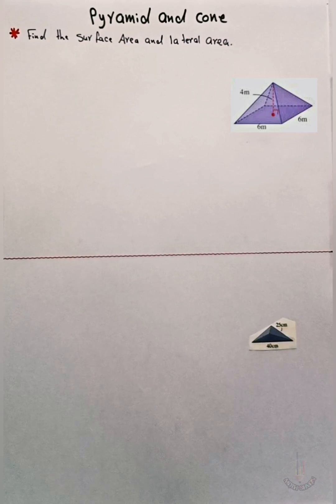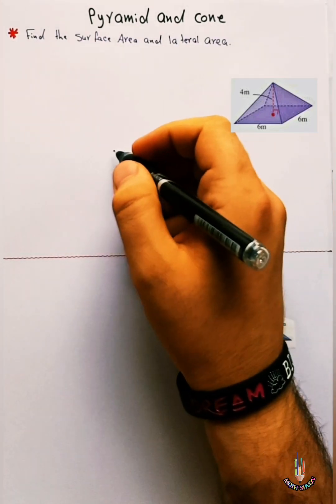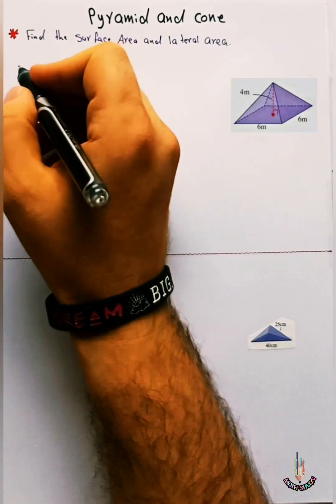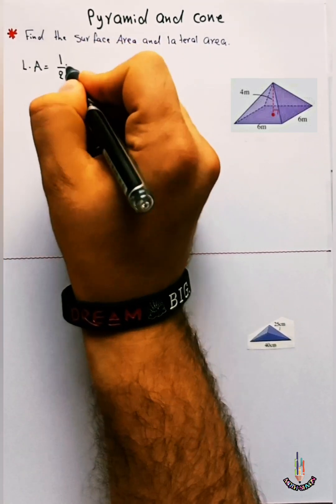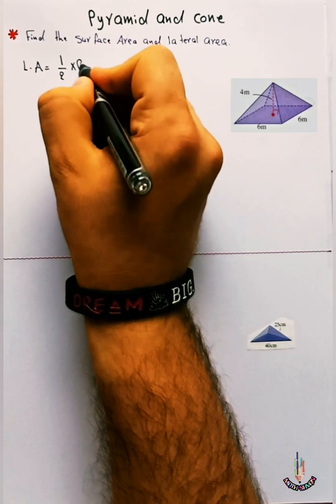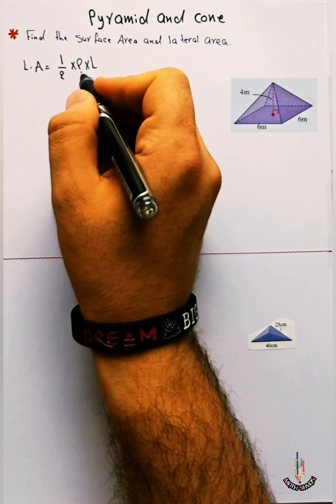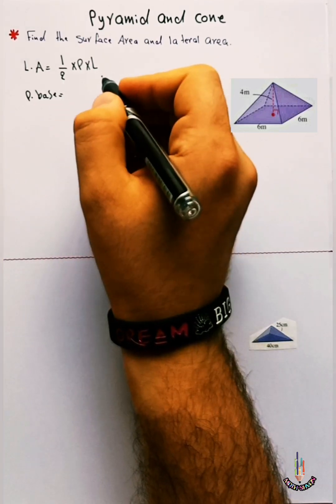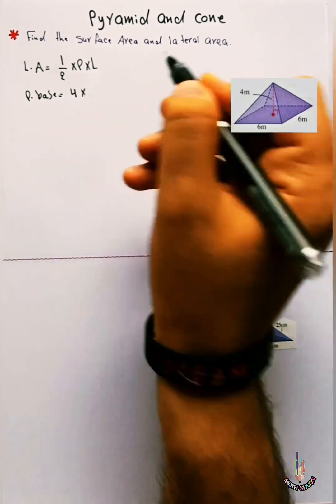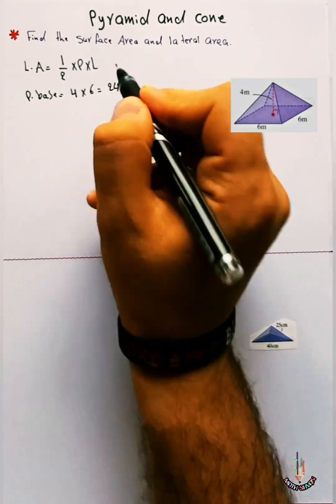After that, you have this example. We have this pyramid. You have to find the surface area and lateral area for this pyramid. So first I'm going to start with the lateral area. Lateral area, the rule is 1/2 multiplied by P multiplied by L. First we need the perimeter of the base. The base is a square, so the perimeter equals 4 multiplied by the length of the side, which is 6. 4 times 6 equals 24.